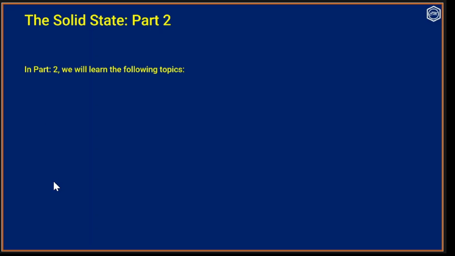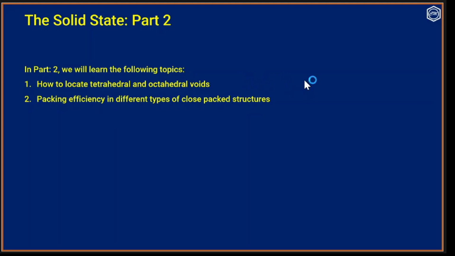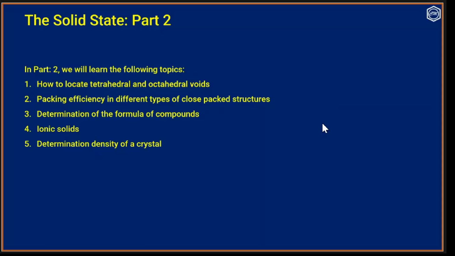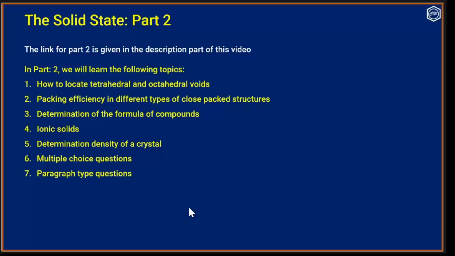In solid state part 2, we will learn about the following topics: how to locate tetrahedral and octahedral voids, packing efficiency in different types of close packed structures, determination of the formula of compounds, ionic solids, determination of density of a crystal, multiple choice questions, and paragraph type questions. The link for part 2 is given in the description of this video.